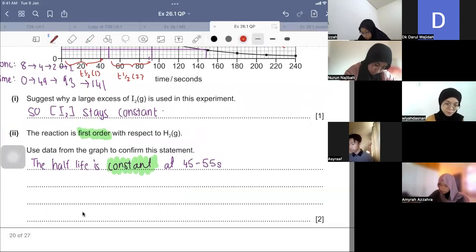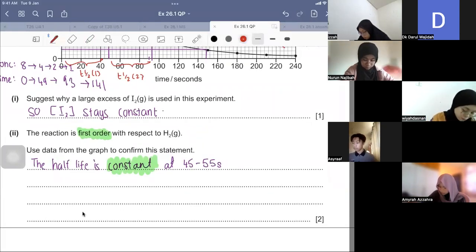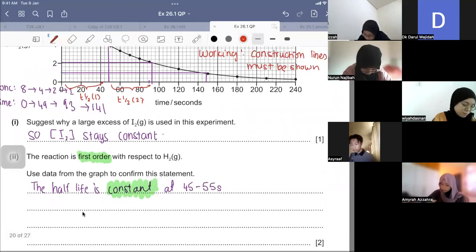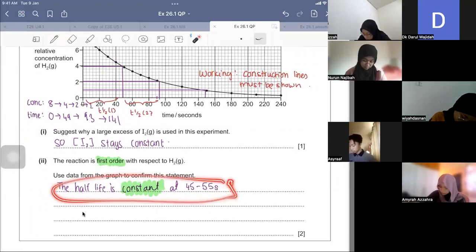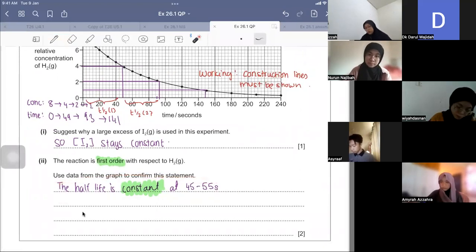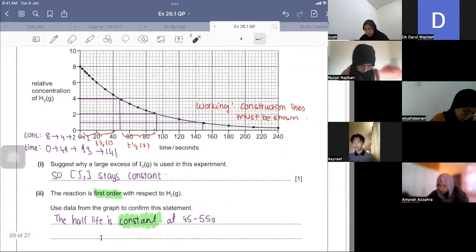And for 2 marks, 1 mark is for showing your working in the graph, showing the construction lines, and the second mark is for saying the half-life is constant, even though it's not, but we're just going to say it's constant, as long as you stay within the range of 45 to 55 seconds.